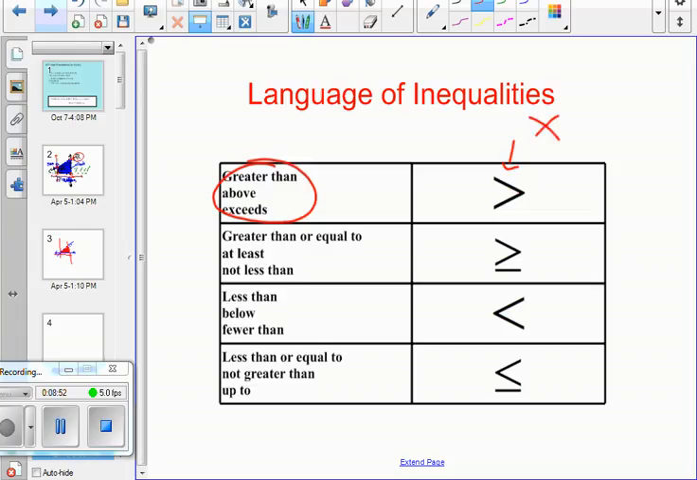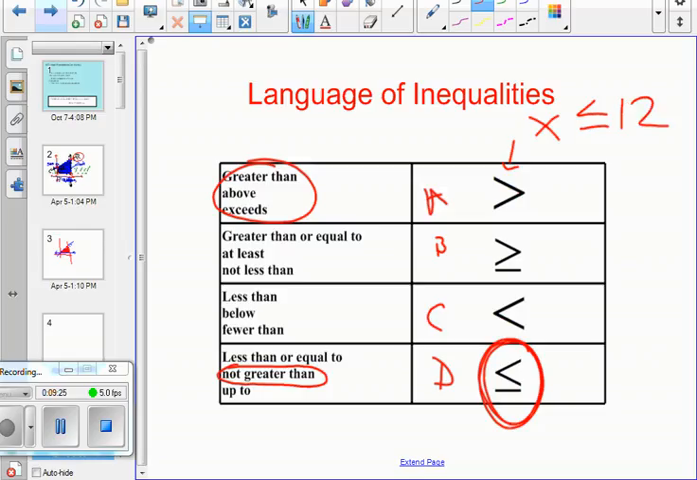Which one of these would be no more than? A, B, C, or D? No more than. I agree. That's a no more than. Not greater than would be the same as no more than. That makes sense? You have to be able to take words like that and say, if Bob could make no more than, less than or equal to, 12 CD players, then my equation is like that. So you have to use the right little symbol.